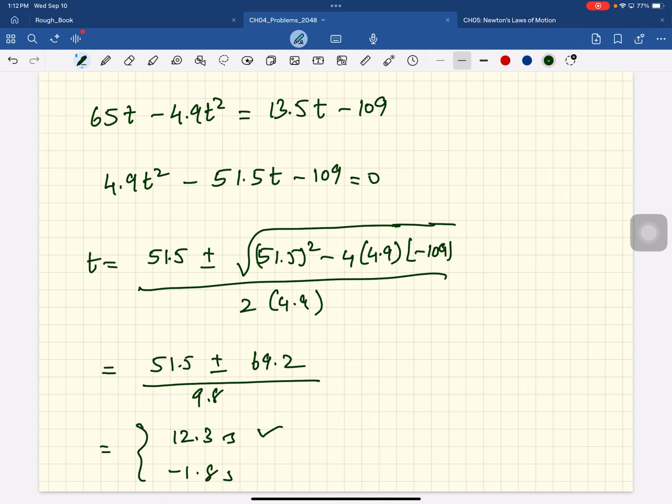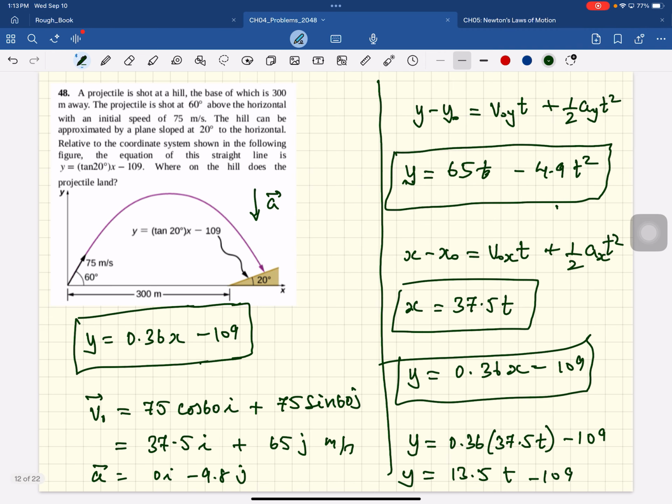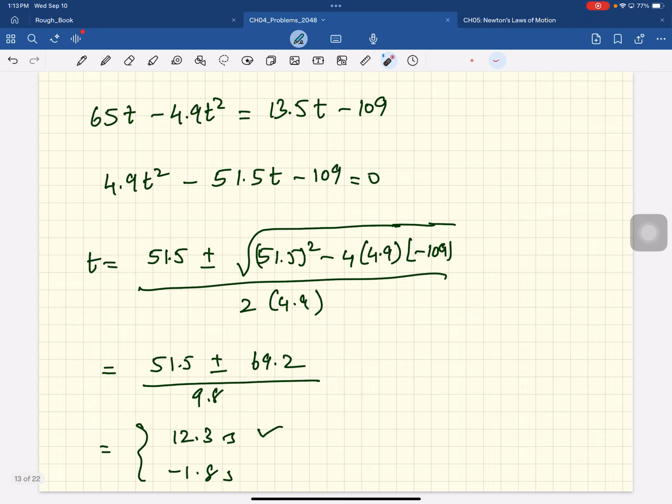Okay, the positive solution is what we want. You guys know that the negative solution would be if it had started here at minus 1.8 seconds, it would be here at 0 seconds and so on. That's what that solution is. So we have the time now, and now we can calculate the x and y coordinates.